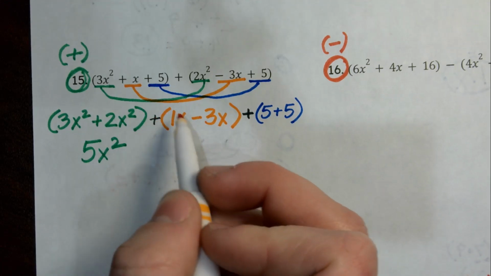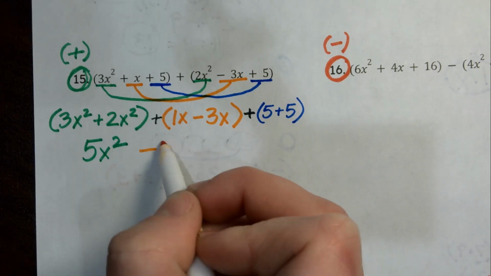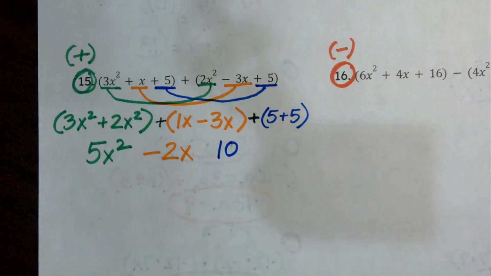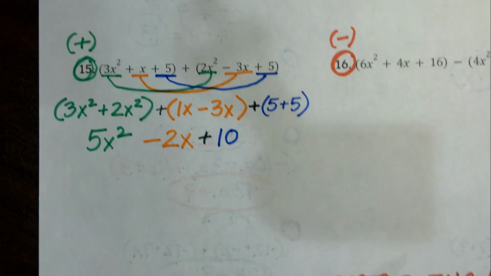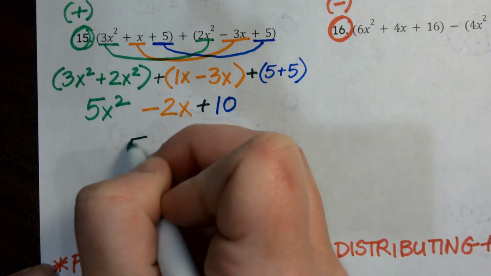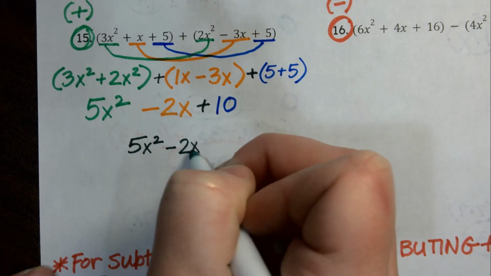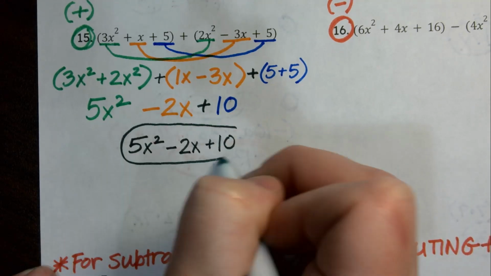So we got -2x. Since we got a negative answer, remember we can just forget about that plus sign. We're going to write minus 2x. And finally, what's 5 plus 5? 10. And that's a positive 10, so we're going to keep the plus. Now, I'm going to just rewrite it, make it look a little bit neater. I got 5x squared minus 2x plus 10. And that's it. We're going to circle it.